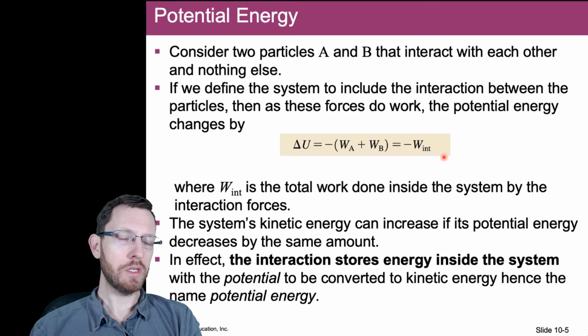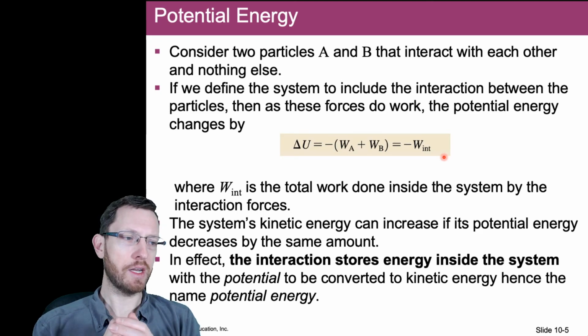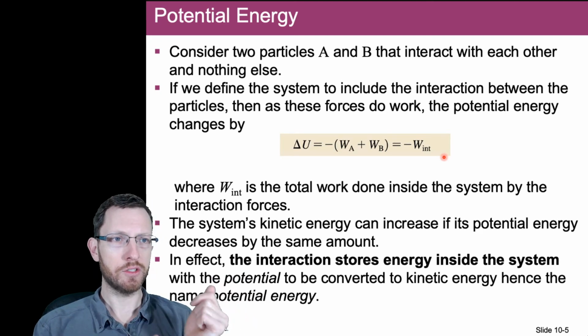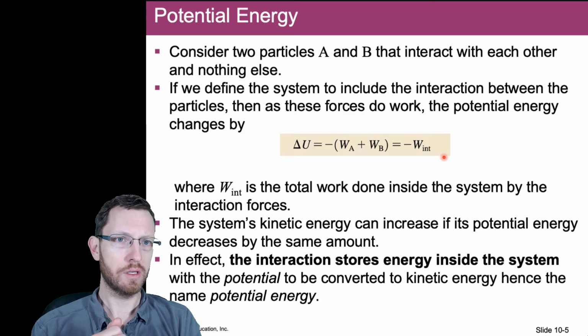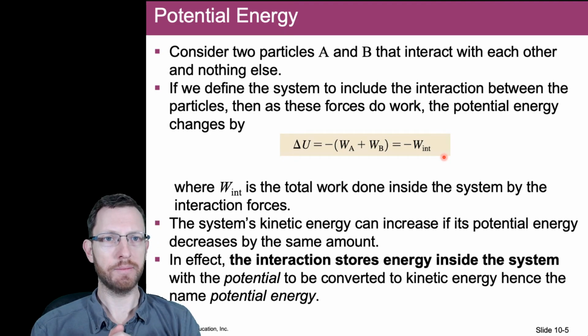So the system's kinetic energy can increase if the potential energy decreases. There's some total amount of energy available in the system. If we take kinetic energy away, it's going to boost up potential energy. If we take potential energy away, it can boost up the kinetic energy. The interactions are storing energy inside of the system, with the potential to be converted at a later time into kinetic energy.